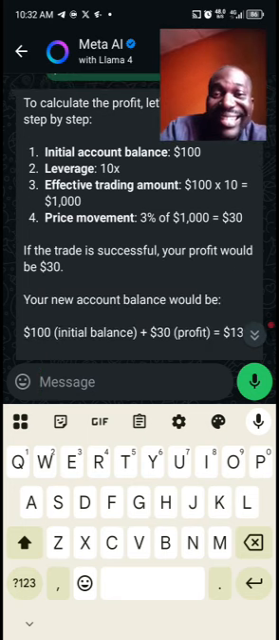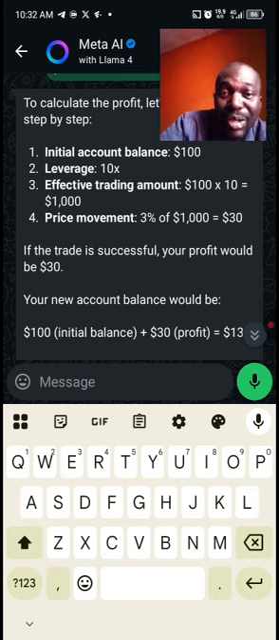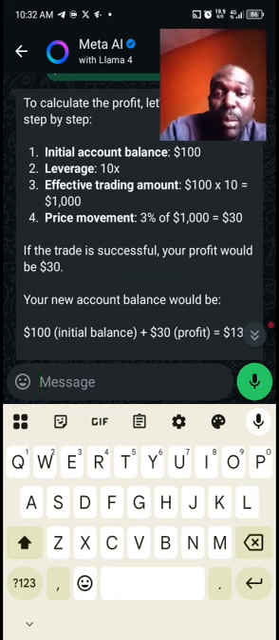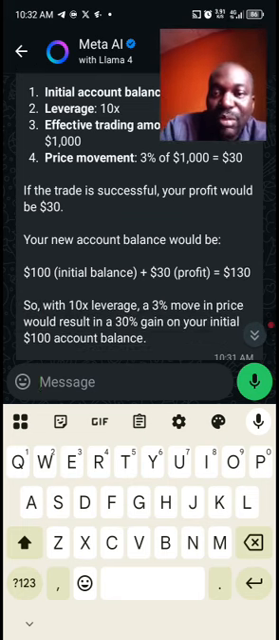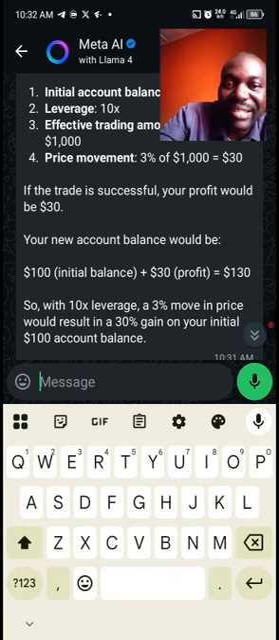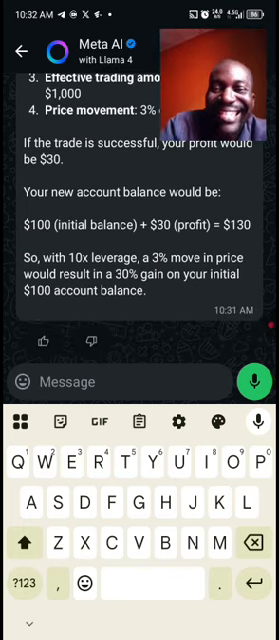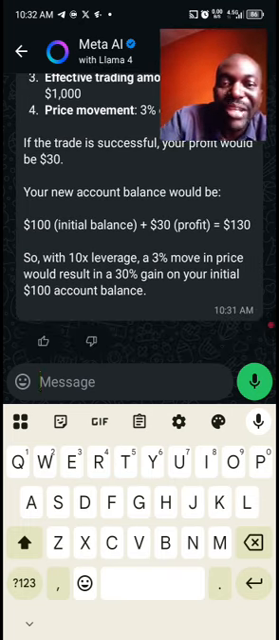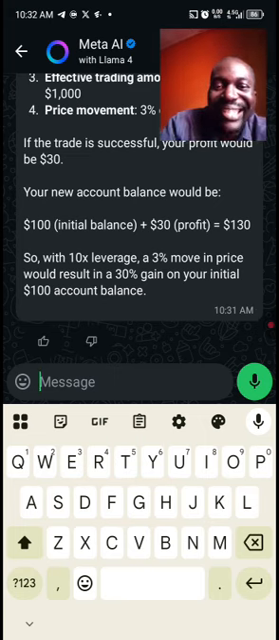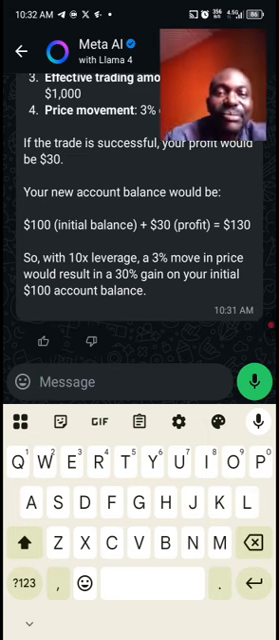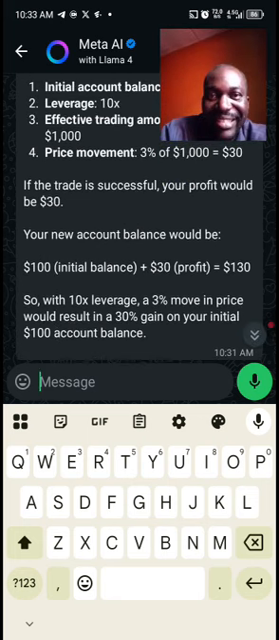Now, price movement is 3% of $1,000, which equals $30. Now, if the trade is successful, your profit would be $30. Your new account balance would be $100 initial balance plus your profit, which equals $130. So with 10x leverage, a 3% move in price would result in a 30% gain in your initial $100 account. I hope this is explanatory. So this is for leverage.